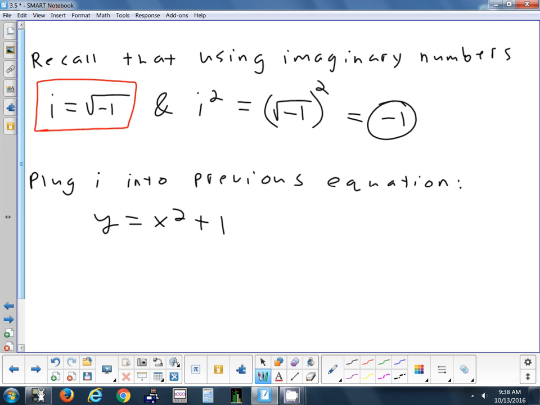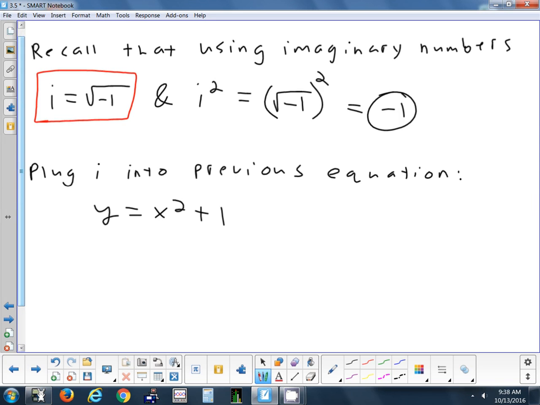We could figure out i cubed, i to the 4th. There's a nice pattern. But really the one that's going to come up a lot today is i squared. If you ever see something like that in a problem, and that's part of your answer, you should never leave i squared in your answer. Always simplify i squared to negative 1.